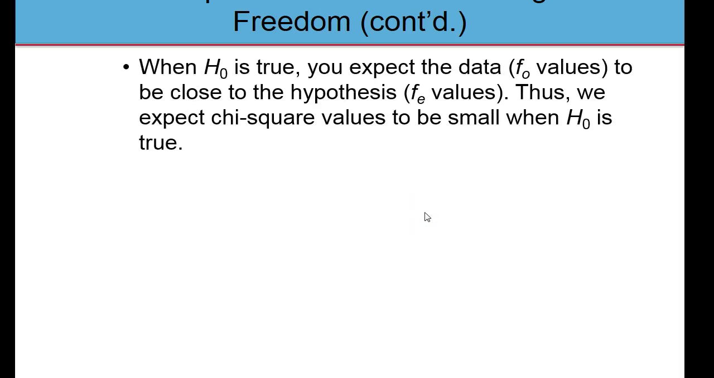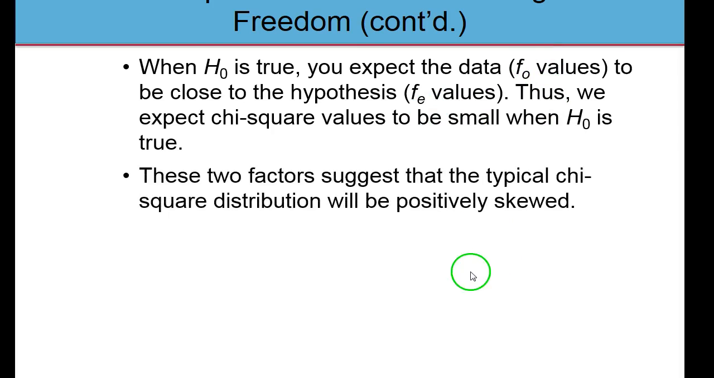When the null hypothesis is true, you expect the data to be close to the null hypothesis, or in other words, the expected frequency values. And when you have little difference, then chances are you're going to get a very small chi-square. The more your observed values vary from your expected values, the more likely you'll have a significant chi-square.